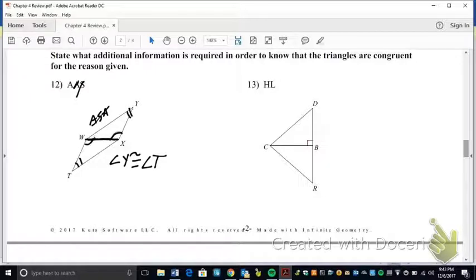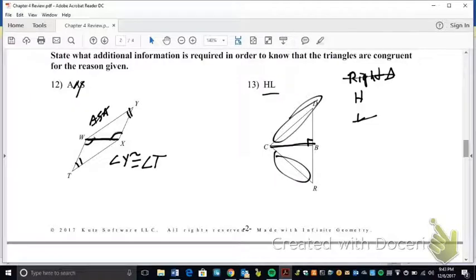13, we're looking at hypotenuse leg. So hypotenuse leg requires three things: right triangle, congruent hypotenuse, and congruent leg. So we're given the right triangle, see we've got that little right angle signal down there. And then we have that CB is going to be congruent to itself. Well, is that a hypotenuse or a leg? It's a leg. So we need to show that the two hypotenuses are congruent to each other. So we're going to say that what we're missing is CD is congruent to CR.